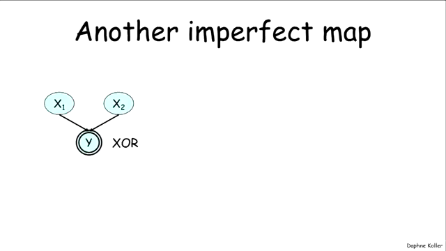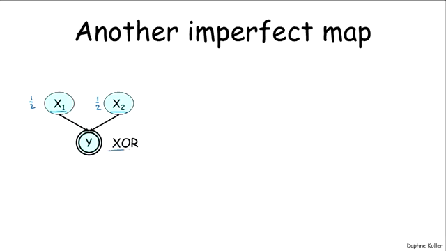Let's provide another example of an imperfect map. And in fact, this is a distribution that doesn't have a perfect map as either a Bayesian network or in fact as a Markov network. And this is the famous example of the XOR, which is, as we'll see, a counterexample to many, many things. So here we have two random variables, x1 and x2, which we're assuming are binary valued and say each of them takes the value 0 or 1 with probability 50-50.